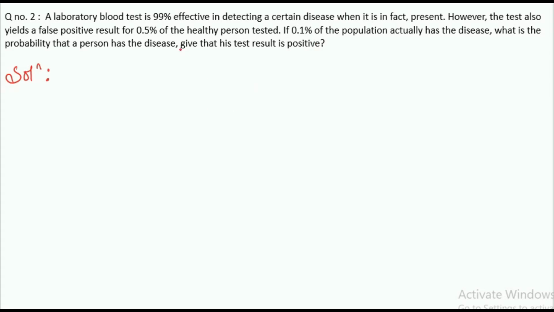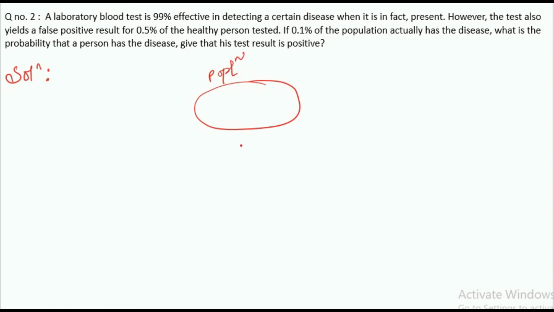First thing you need to know is that there is a test which is 99% effective. That means if a person has the disease, it will catch it 99% of the time. Out of 100 times, 99 times it will catch. However, the test also yields a false report: for a healthy person also it gives a false report. What is the percentage of that? 0.5%. There is a 0.5% chance that a healthy person will be detected as sick. And 0.1% of the population has the disease. That means there is a population.